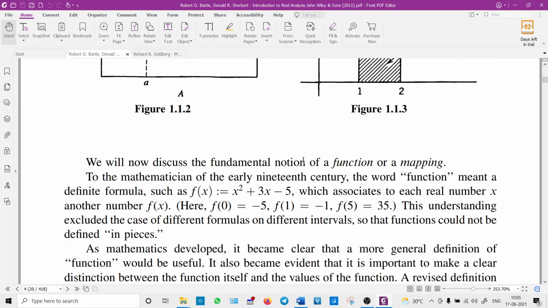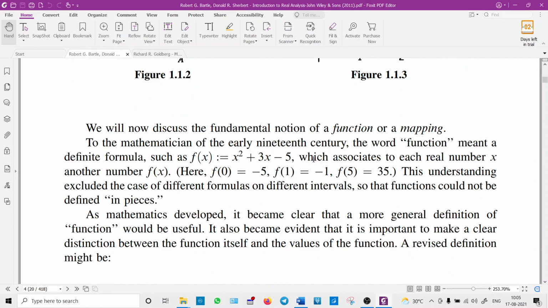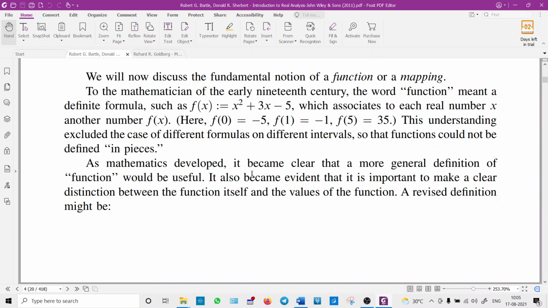So the Cartesian product they are given. Okay, so this function, what is f of 0? Where x is there, you put 0 and see it is minus 5. This is called function values. You put x equals 1, I get this value. Put x equals 5 here, I get 35. So we are going to go to the definition of function.